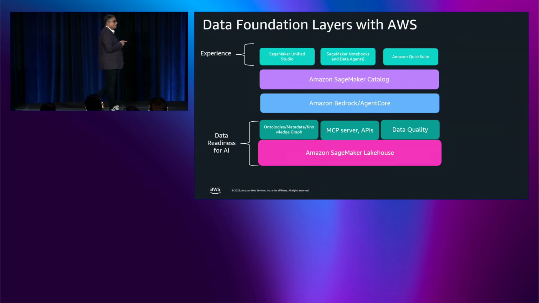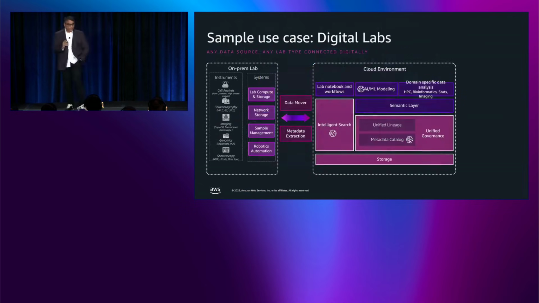Amazon Bedrock and Agent Core for building your agents and operationalizing them in production. Amazon SageMaker Catalog, a unified governance model through which you can unify your governance across any type of modalities of data, including unstructured data. And then at the top, you have SageMaker Unified Studio for building your experience. You have Amazon SageMaker Notebooks and data agents to accelerate your development using AI. And then your Amazon Quick Suite for you to build a chat agent experience for your customers.